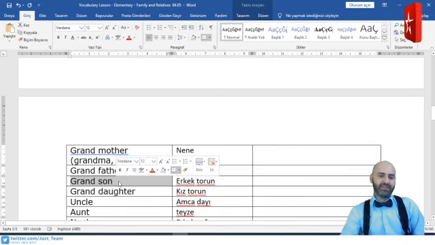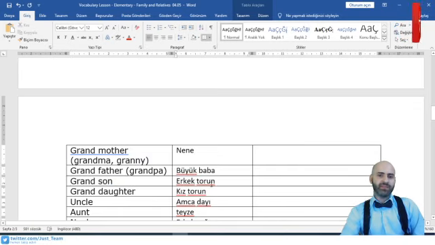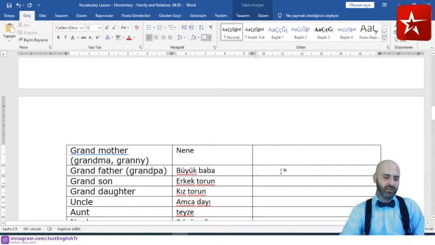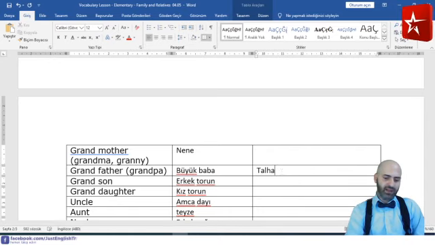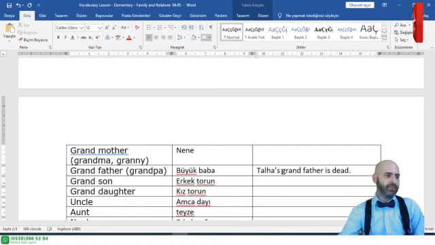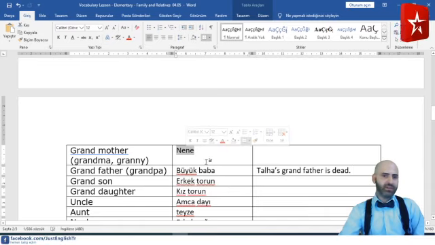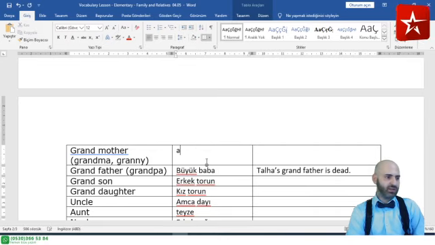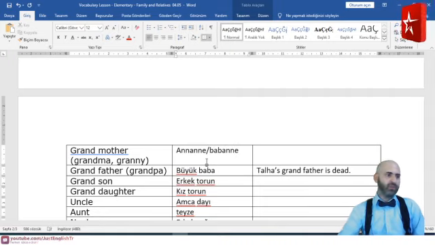Grandson, you understand probably the meaning, and it's written in Turkish as well. And granddaughter. I see a sentence from Taha, my grandfather is dead. Okay. Talha's grandfather is dead. Thank you, Taha. Cenk wrote a different thing. Okay, I will change the Turkish translation. Okay, thank you.